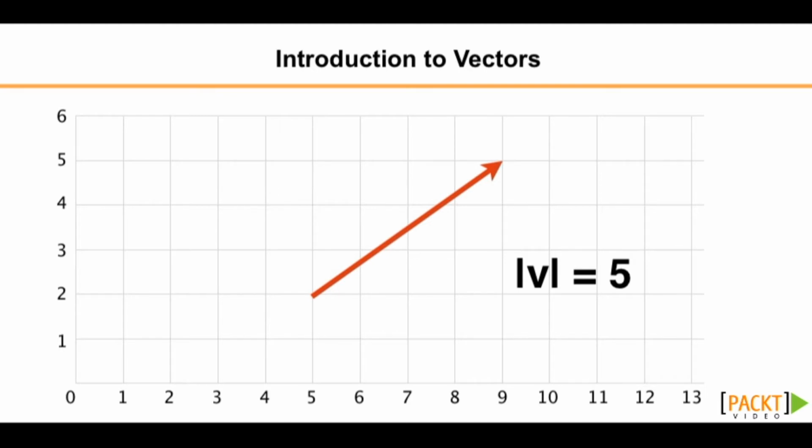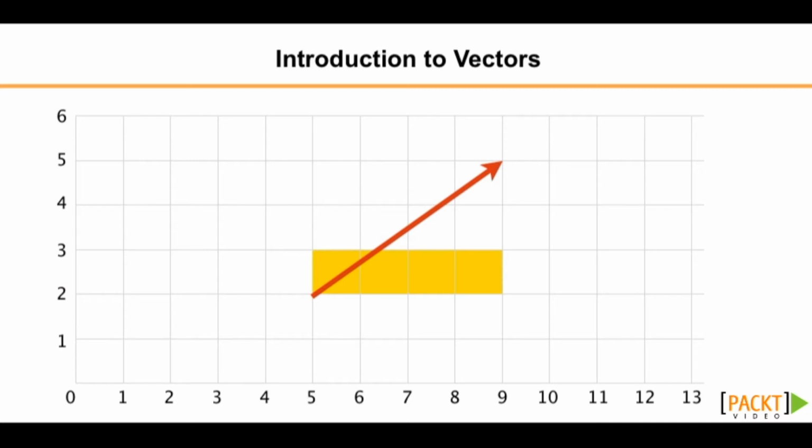Besides the direction, vectors also have length, and that length is called the magnitude. And this is how it's represented. So in this case, the length of this vector is 5. And we'll know how to get this number in a minute. Like I was saying before, the point of origin in this particular case is 5 in the x-axis and 2 in the y-axis. But vectors do not care. They only care about the direction and the length.